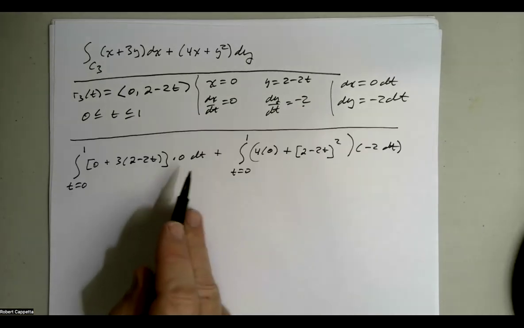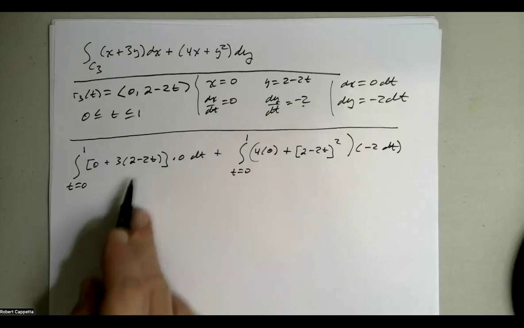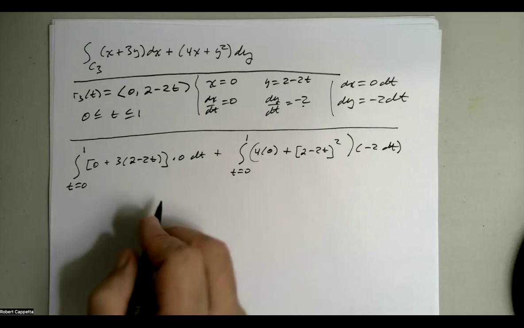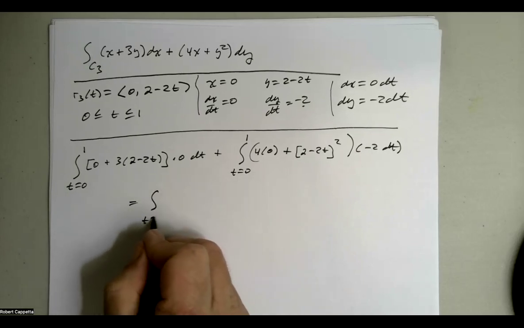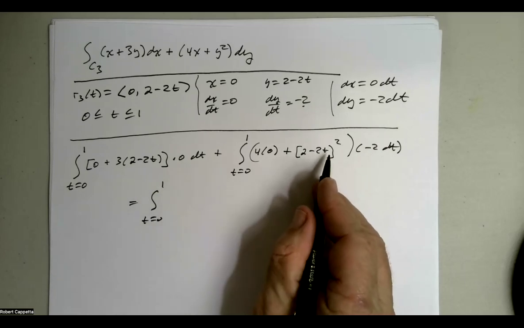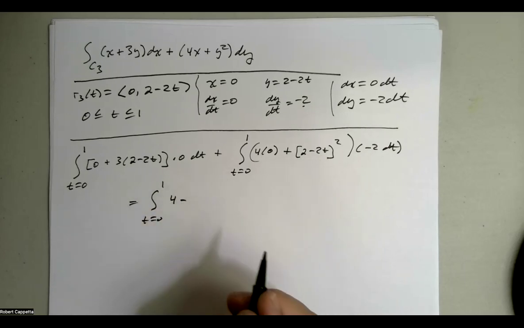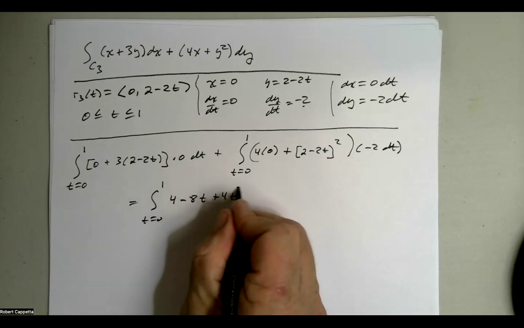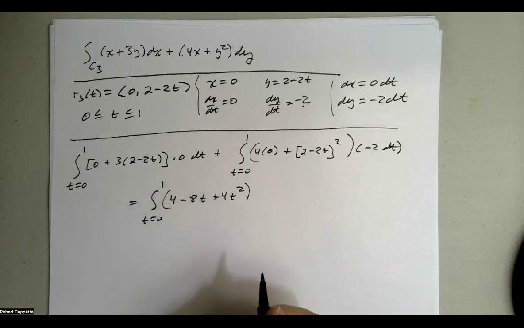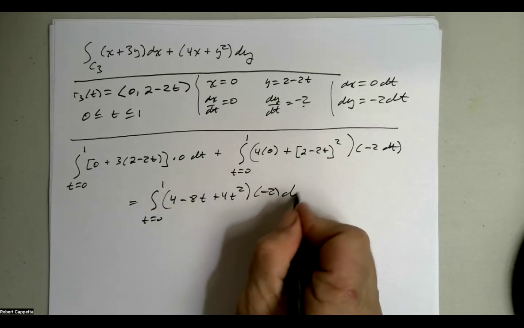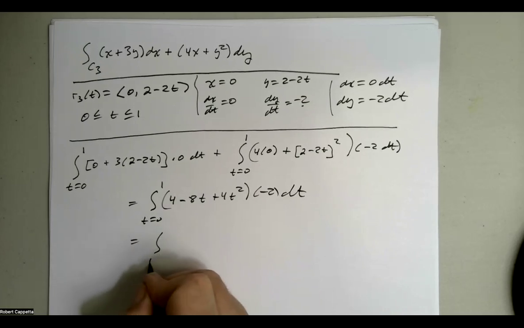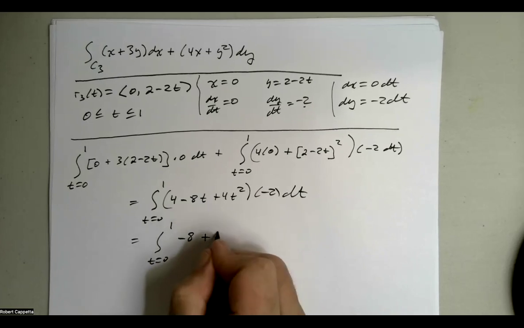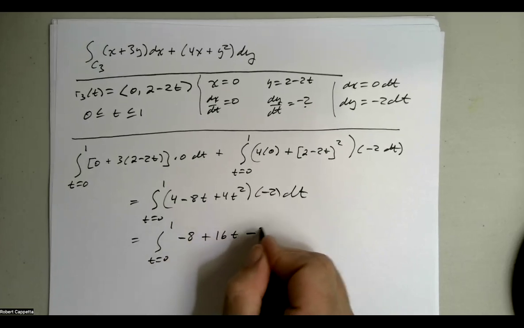And we'll see that this first piece, since dx is 0 dt, is just 0. So it comes down to the second piece, which gives me what? I have the integral from 0 to 1 of 2 minus 2t squared. So what is that? 4 minus 8t plus 4t squared, all multiplied by negative 2 dt, which gives us the integral as t goes from 0 to 1 of negative 8 plus 16t minus 8t squared.